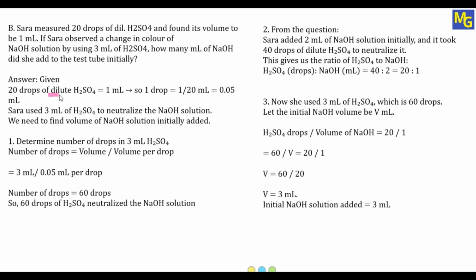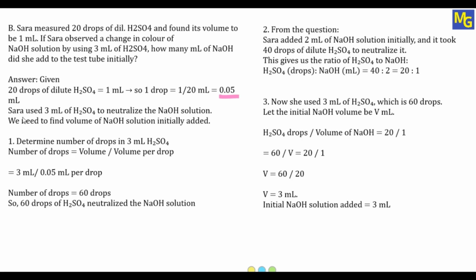20 drops of dilute H2SO4 means how much? She measured 1 ml. Therefore, 1 drop is equal to how much ml? If 20 drops is 1 ml, then 1 drop is how much? If you cross multiply, for 1 drop, it will be 1 by 20 ml. I hope you are understanding this. So 1 by 20 means how much if you calculate? If you divide 1 by 20, it is 0.05 ml. So this will be in ml for 1 drop. So remember, 20 drops means 1 ml, then 1 drop means 0.05 ml.